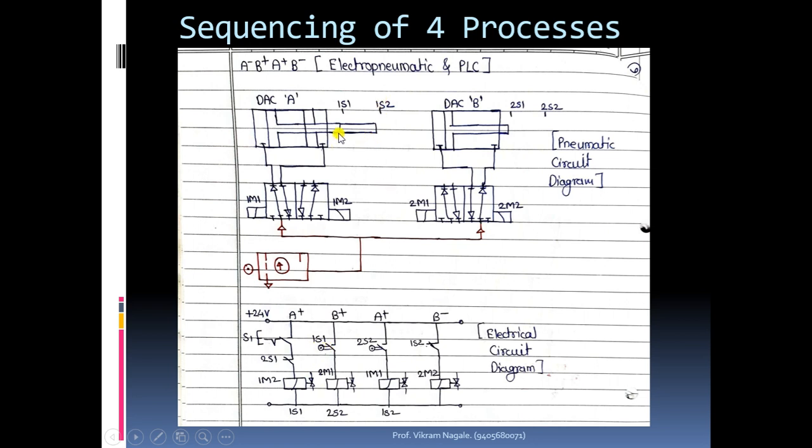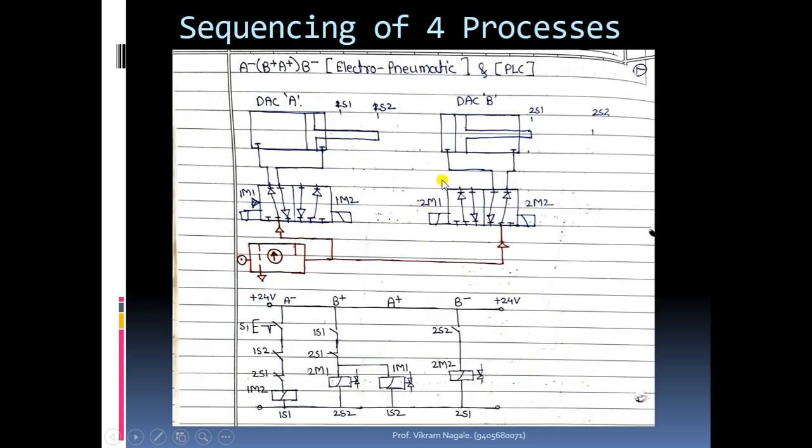At the completion of first process, the rod end will be at 1s1 position. Means here you can see this will get pressed, and the supply will be given to 2M1 coil as per the circuit drawn over here.